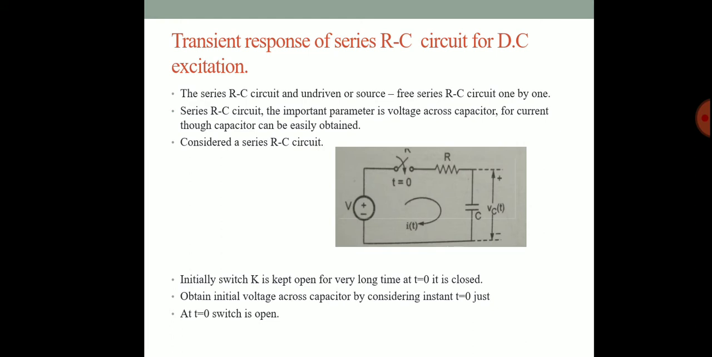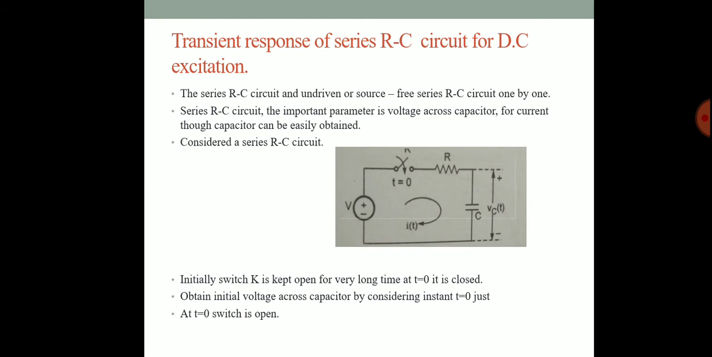In the case of series RL circuits, the important parameter is the current through it. Hence, in the analysis of both types of series RL circuits, the expression for current is obtained, and from it the expression for the voltage across the inductor can be easily obtained. While in the case of series RC circuits, the important parameter is the voltage across the capacitance. Once the expression for the voltage across the capacitor is known, the expression for current through the capacitor can be easily obtained.